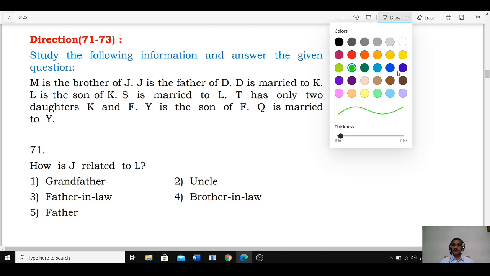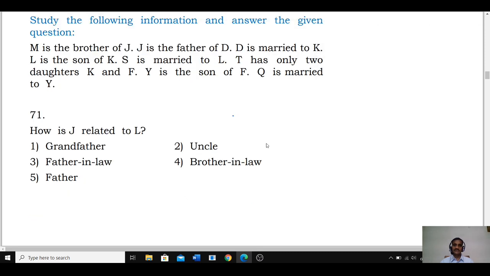71 to 73. Now in this 71 to 73, tell me what is the information we have. M is the brother of J. How to represent? M is the brother of J. And J is the father of D. D is married to K. D and K are married couple. L is the son of K.